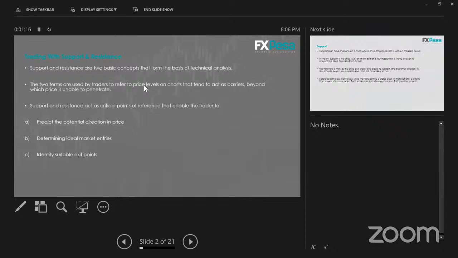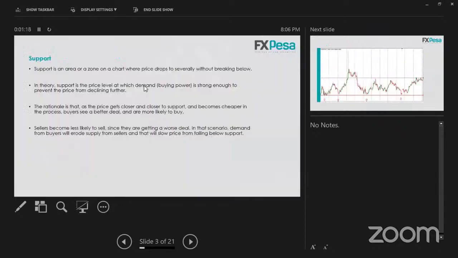So let us touch on support. Support is an area or a zone on a chart where price drops but does not break below. In theory, support is the price level at which demand, in brackets buying power, is strong enough to prevent the price from declining further. The rationale is that as the price gets closer and closer to support and becomes cheaper in the process, buyers see a better deal and are more likely to buy at that price.